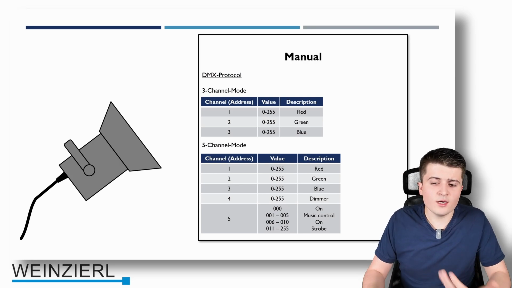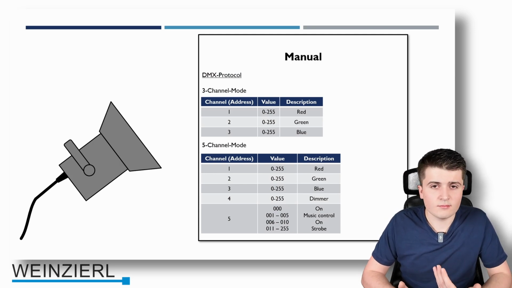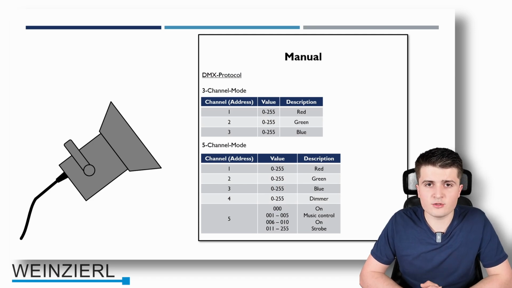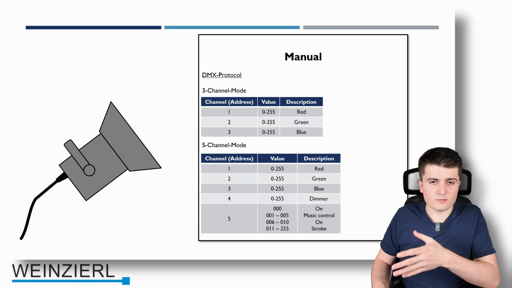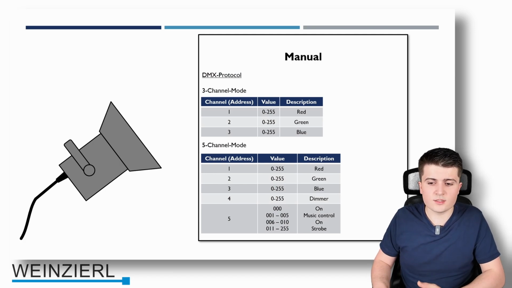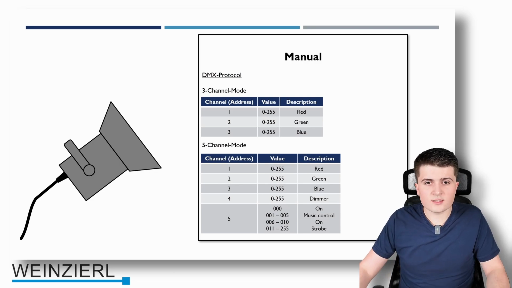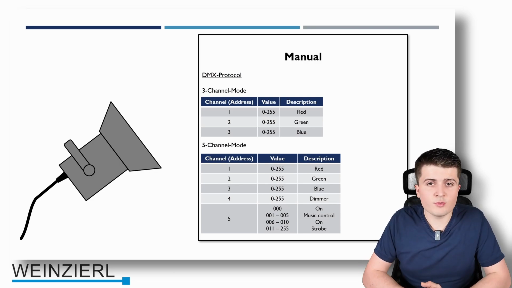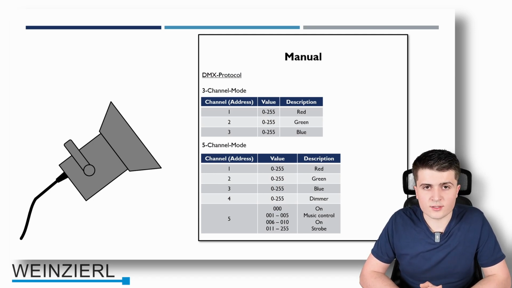Now, okay, here we see the different data points or, let's say, channels, each with their own address. But how can we address the device now? Because if we take a look at the manual, it simply states 1, 2, 3 and 1, 2, 3, 4, 5. Well, normally if you have such a DMX light, you address it either via dip switches, or on the back of the device you sometimes also have a little display where you can set up those addresses.